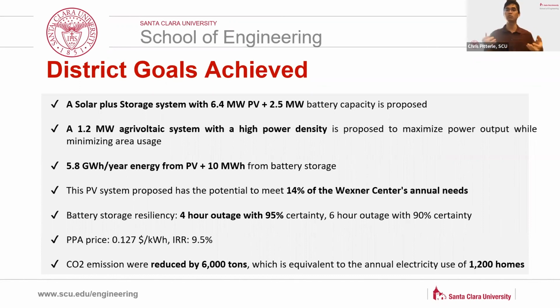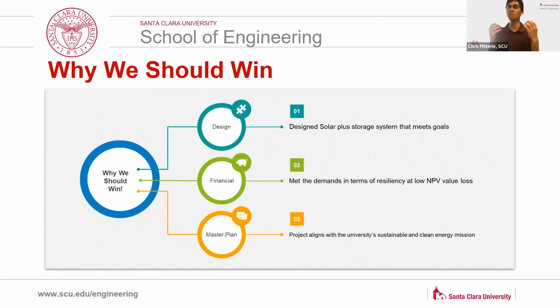This is going to significantly reduce the Wexner Center's annual energy needs, and will also provide the resiliency that's much needed by the university, so that they could take an outage that's 4 hours long with a 95% certainty, and then a 6-hour outage with 90% certainty. This all comes at a PPA price of around 13 cents per kilowatt hour, and will significantly reduce the carbon emissions of the university by several tons. Next slide, please.